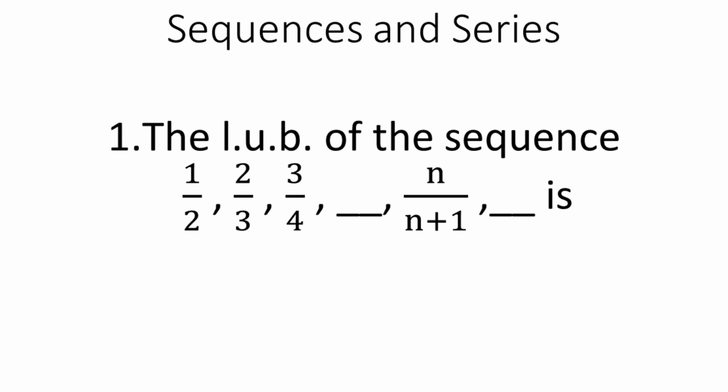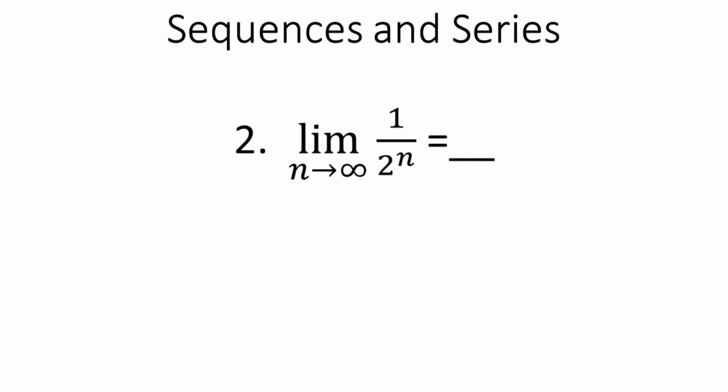of the sequence. So in that problem, we take the nth term and cancel the n's. So we will get 1 by 1 plus 1 by n, and applying n tends to infinity, when n tends to infinity, the answer is 1 by 1, and therefore the LUB is 1. Okay. Then question number 2.